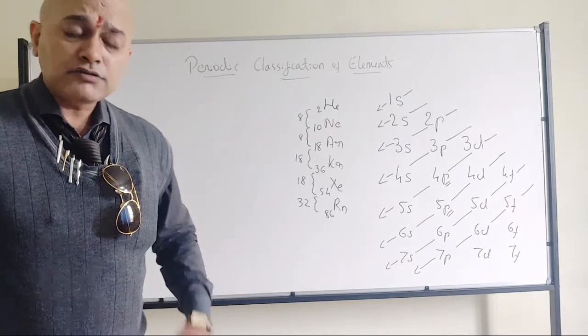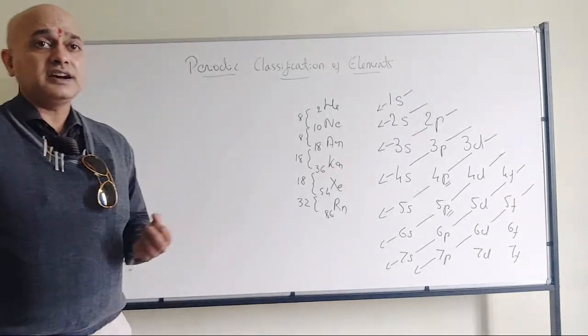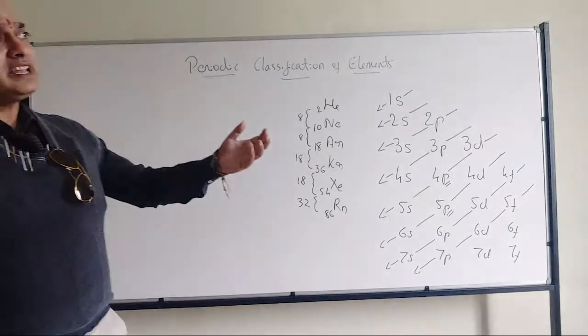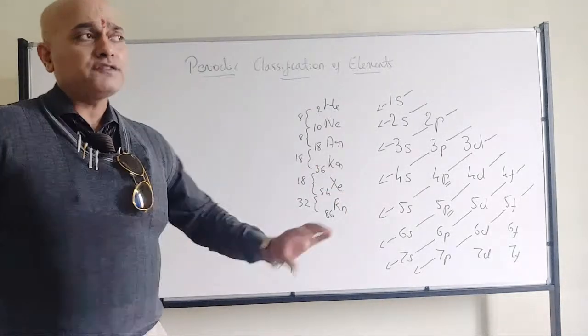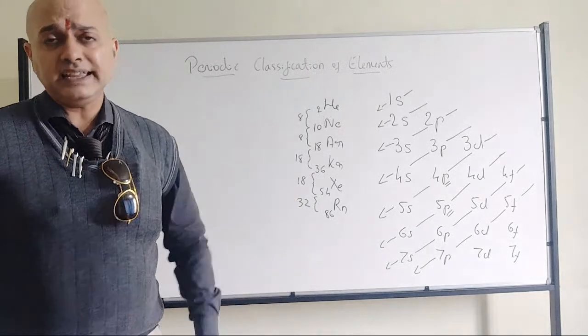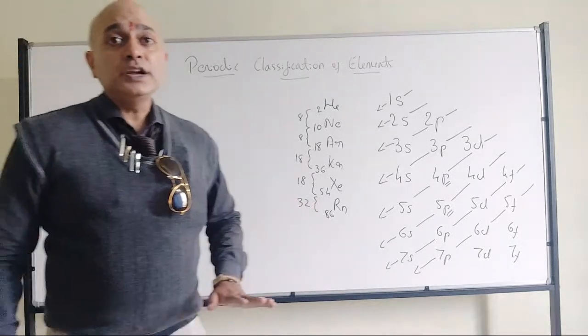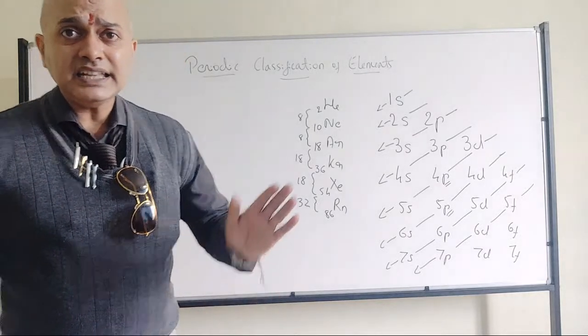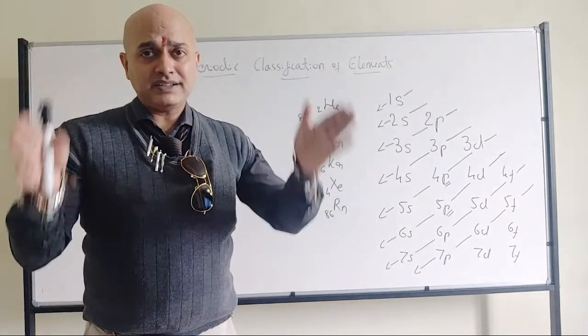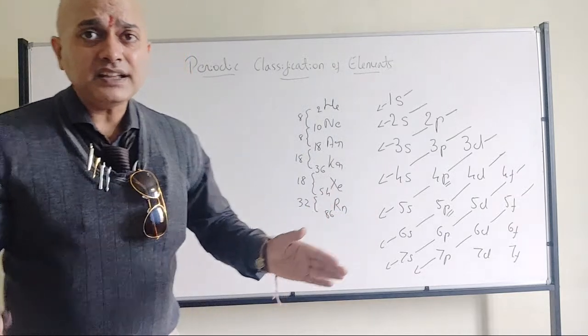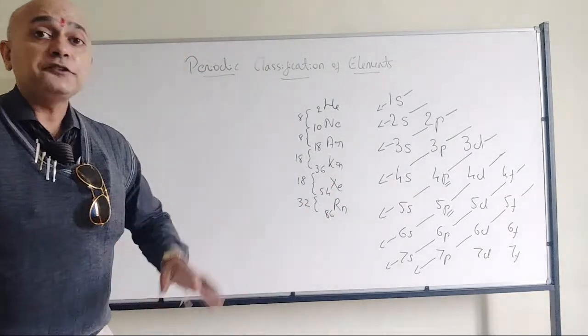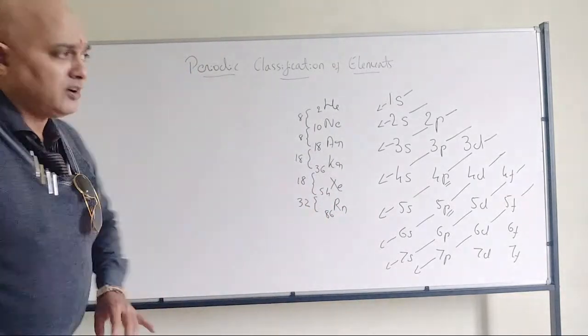Now some students will ask the question, sir, why are F block elements shown at the bottom of the periodic table separately? There is only one very simple reason. That is to maintain the integrity of the D block elements, and to maintain the shape of the periodic table.